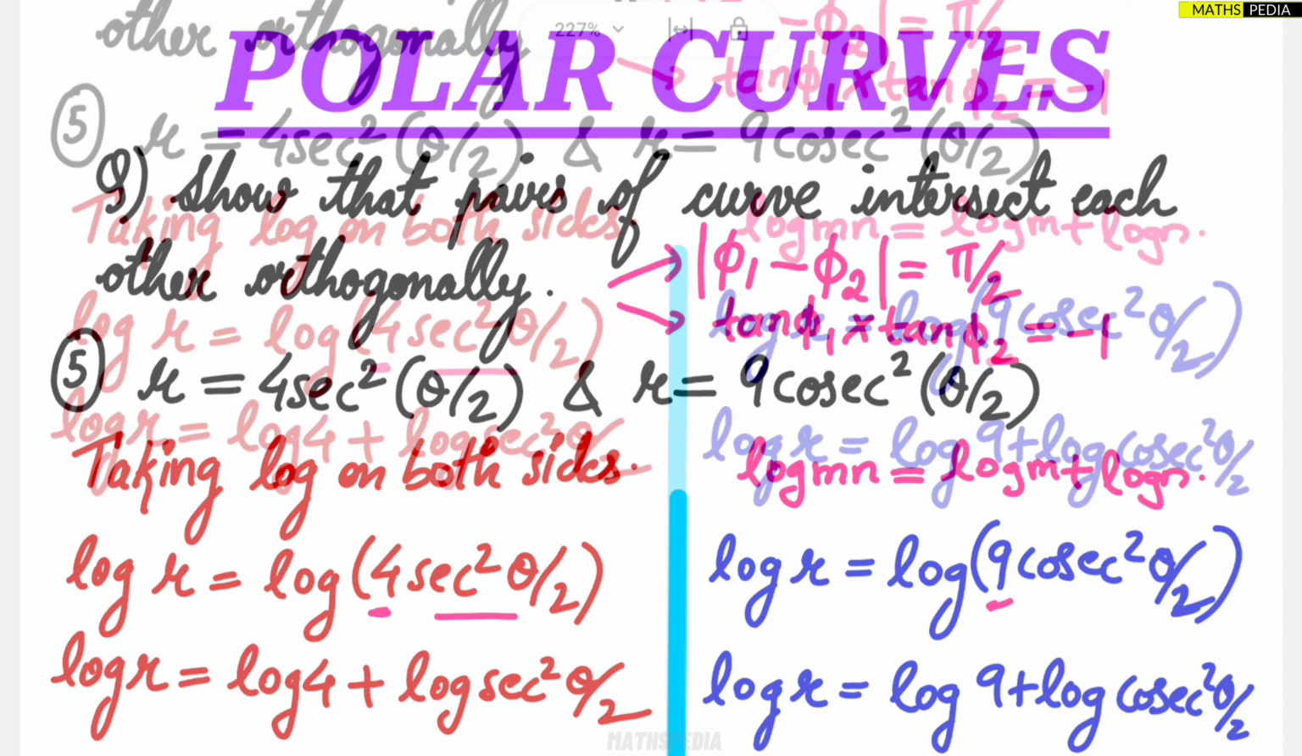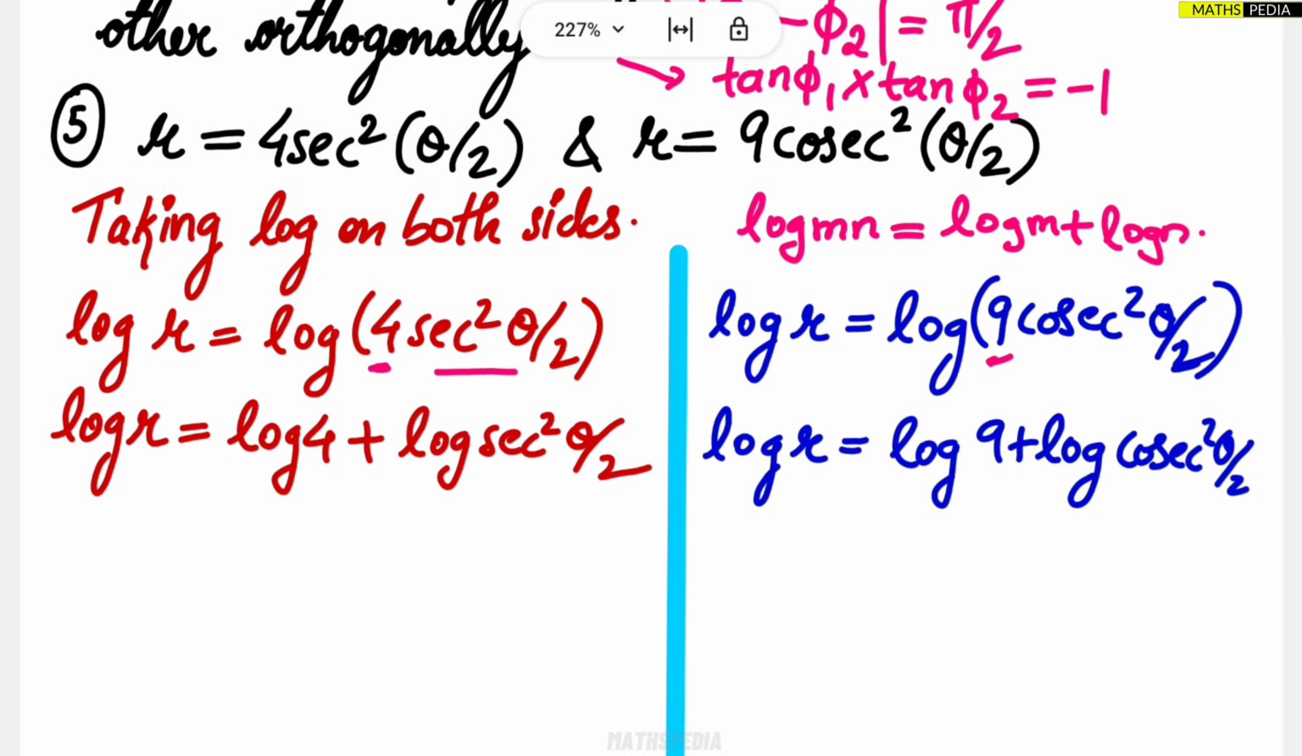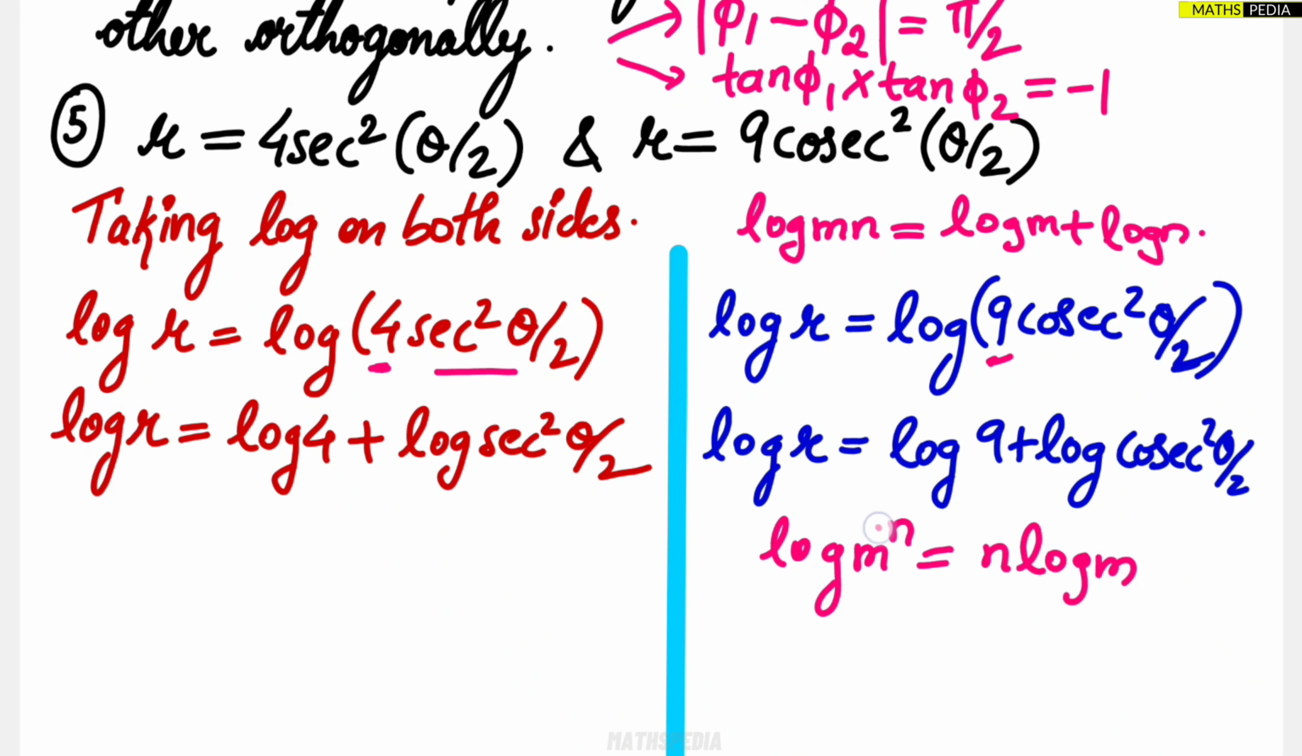Done. So as we see here, this particular function has a square. Here also square is there, right? One more formula can be applied. That particular formula is whenever you are getting log m power n, that will be written as n log m. That means that particular power will come in front of the logarithmic function. So here also same thing has to be applied.